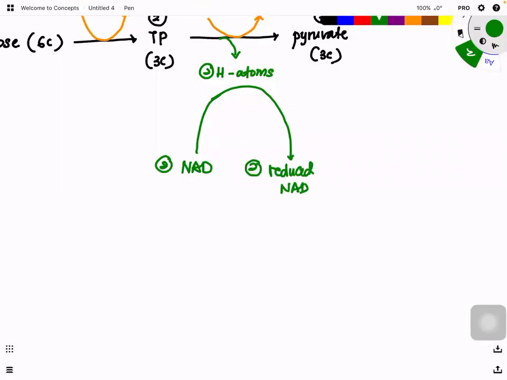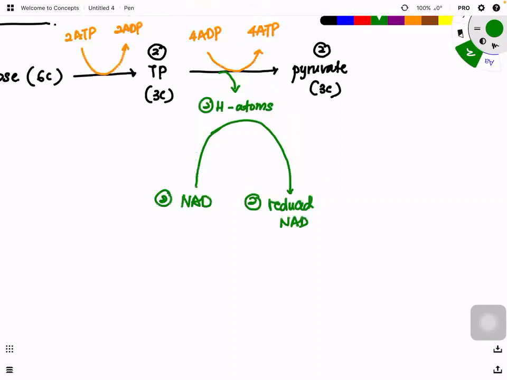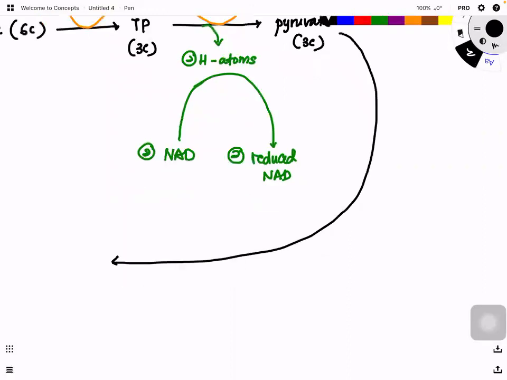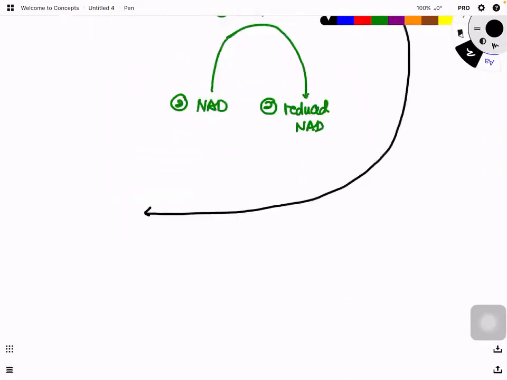So what is our aim here? Our aim is to continue the glycolysis. To continue glycolysis, at least we have a net gain of 2 ATP. So in this case, pyruvate won't undergo decarboxylation in mammals. Pyruvate straight away receives the hydrogen atom from reduced NAD. So pyruvate is reduced to lactic acid, which is three carbons, two molecules of that.